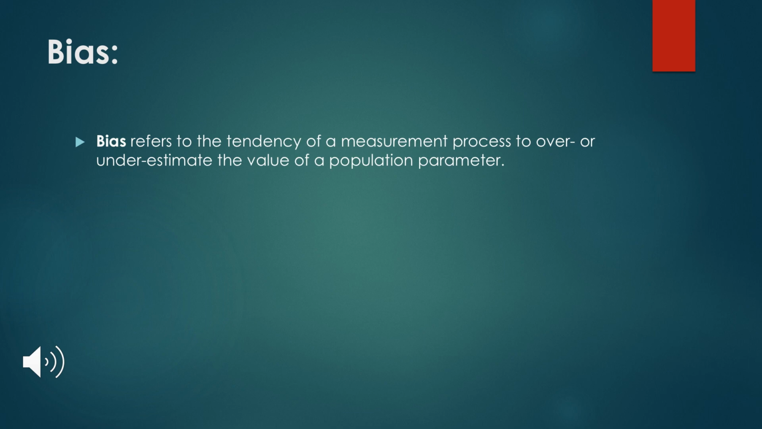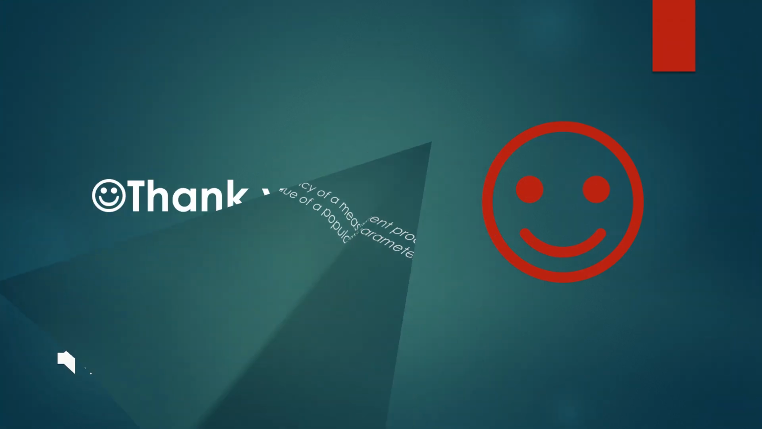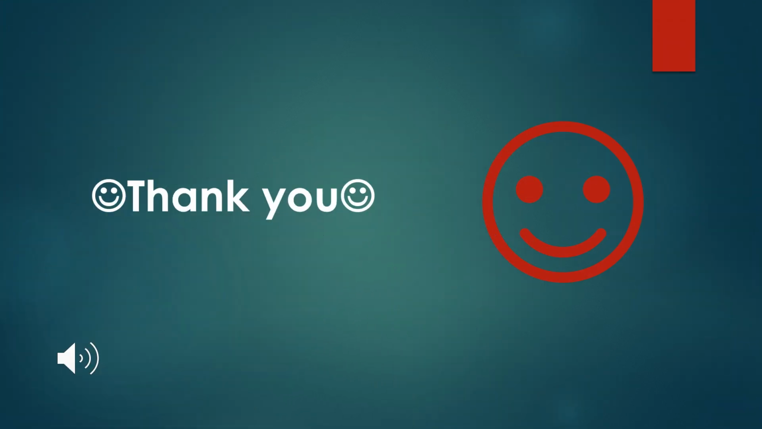Bias plays a major role in our study. Bias refers to the tendency of a measurement process to over- or underestimate the value of a population parameter. So in this video I have covered the basic terms which will be helpful for the research study.